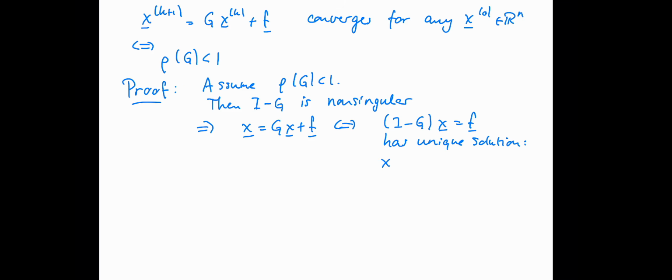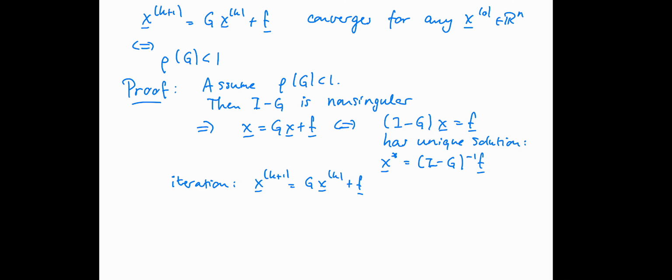So I'm going to call that x star, because this is going to be the limit, right? So x star is identity minus g inverse f is the unique solution of the equation. And then what I'm going to do is, on the one hand, I'm going to consider the iteration. So the iteration says that x k plus 1 equals g x k plus f.